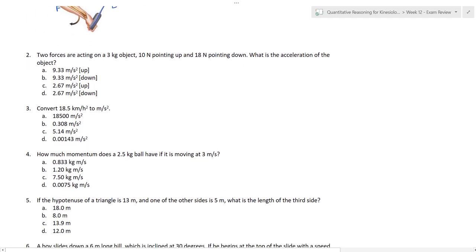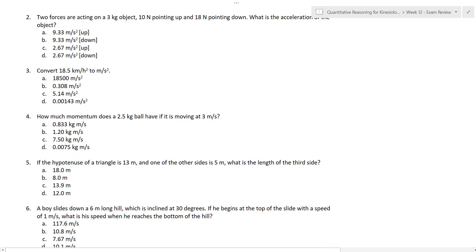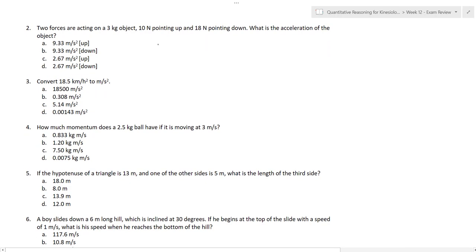All right, question 2. Two forces are acting on a 3 kilogram object. We have a 10 Newton force pointing up. So let's draw what that looks like. 10 newtons pointing upwards, and we have 18 newtons pointing downwards. So that one's a little bit longer, and it's pointing downwards. We want to know what is the acceleration of the object.